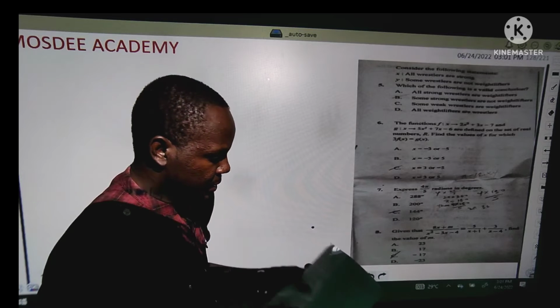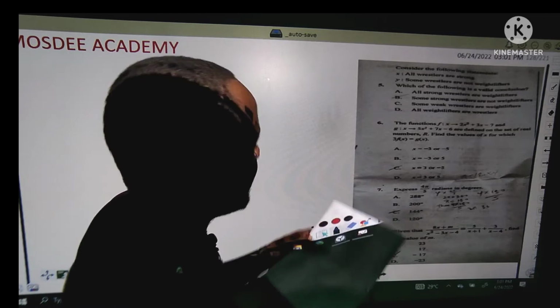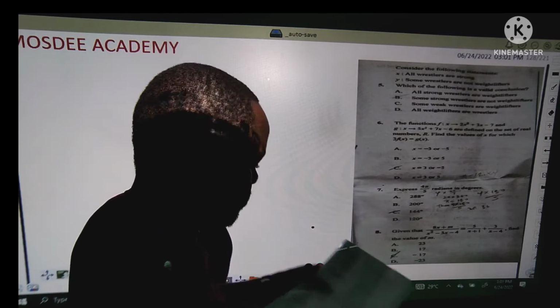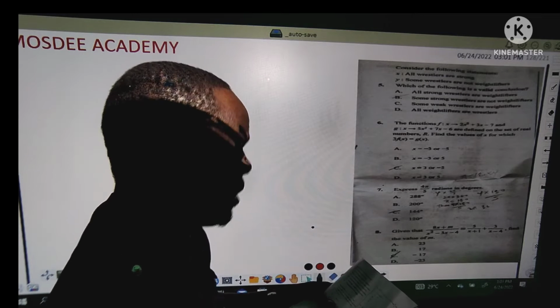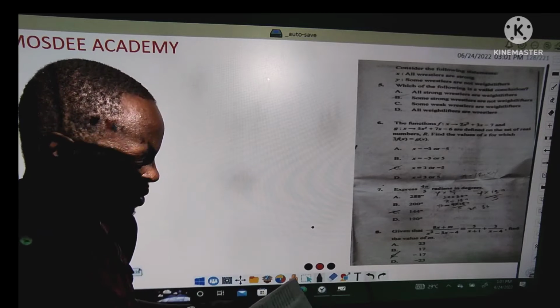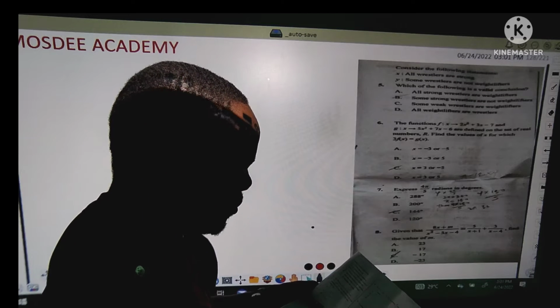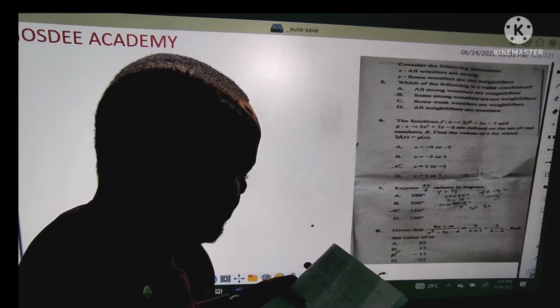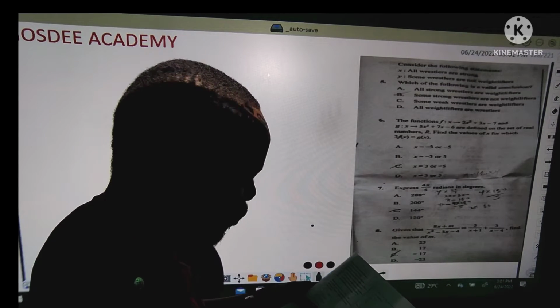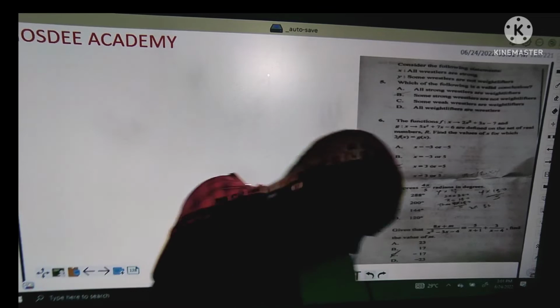Now, we have to consider the following statements. X: all wrestlers are strong. Y: some wrestlers are not weight lifters. Which of the following is a valid conclusion? Now, it's a simple question. All strong wrestlers I would know. Some strong wrestlers are not weight lifters. Yes, that is correct, because some wrestlers are not weight lifters. That's a direct statement from that question.